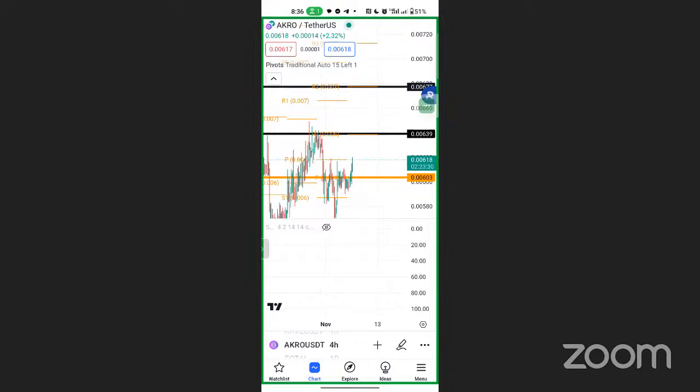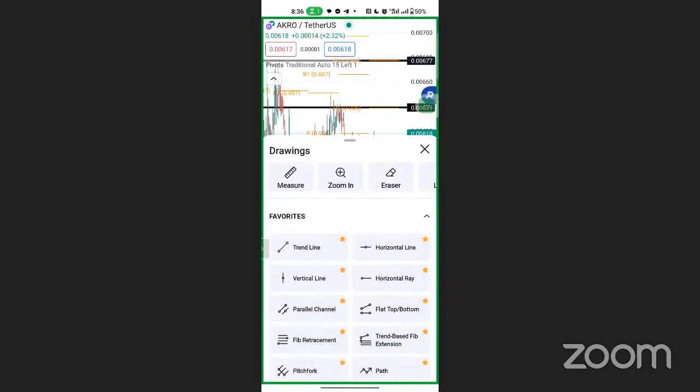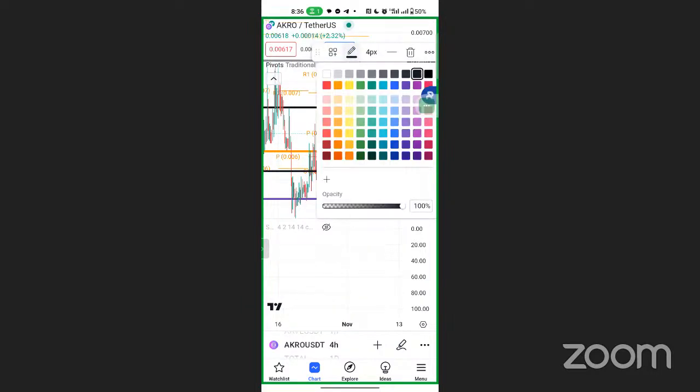Someone was telling me, Julius, is it okay for me to remove the previous supports and resistance and remain with the current ones? No, you could still use them to make small repeated take profits. For example, this was support 1 for the other day, so I could use it and I could maybe give it a different color. Let me see.